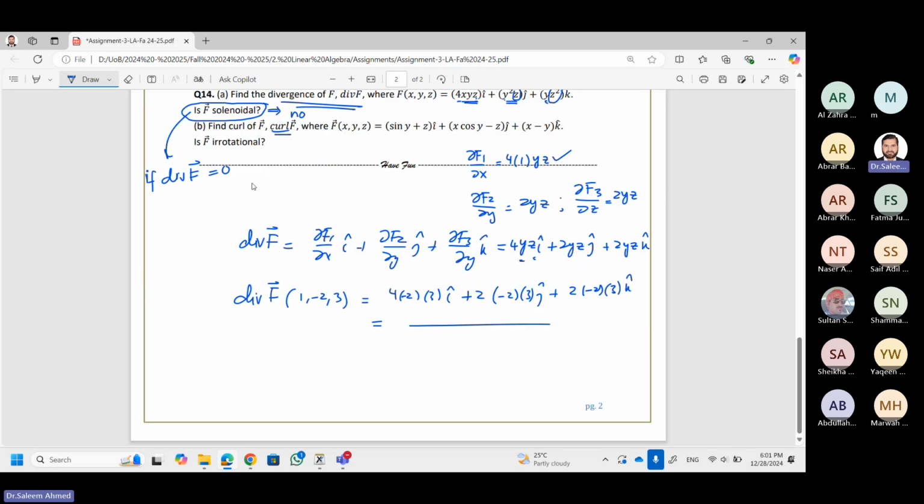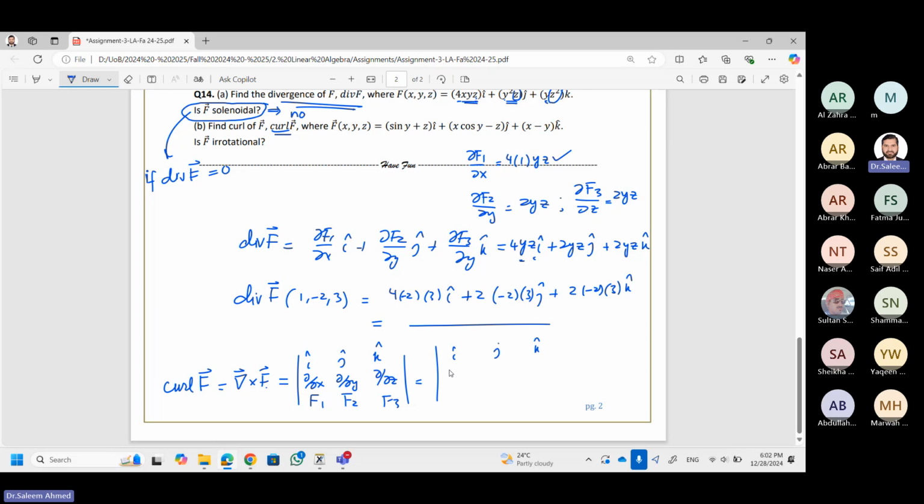The curl is the cross product. If you want to find the curl of f, it is the cross product, del cross f. Dot gives you divergence. So I will write ijk, and del means the derivative with respect to x, derivative with respect to y, derivative with respect to z. And f means f1, f2, f3. So in this example, you write ijk and partial by partial x, partial by partial y, partial by partial z, and f1 is this, f2 is this, f3 is this.